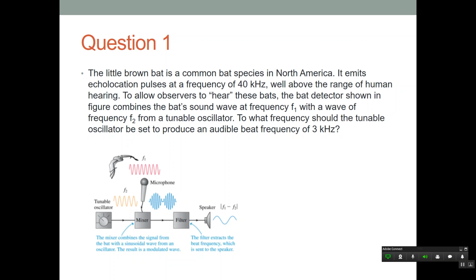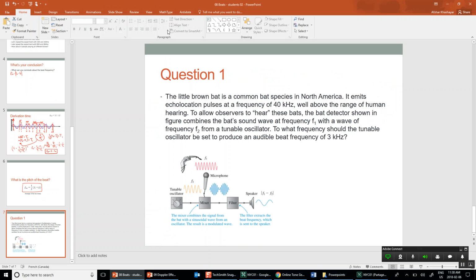That's it for beats. Are there any questions? No? All right, last. Oh, the pitch would be, if the bat is going at 40,000 and you're doing 37,000, then the average between the two is going to be 38,500. So the average frequency that you're going to hear from those two sounds is 38,500. Okay, save this.